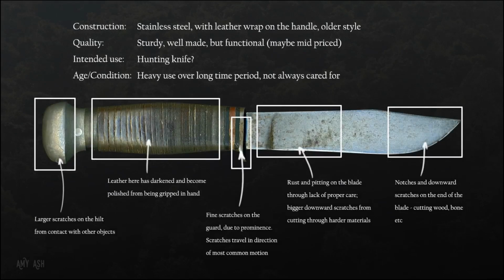Consider, for instance, this knife from textures.com. There's a lot of history within it. We can see where regular contact with a hand that's gripping it tightly has darkened and polished the leather on the handle, or how the direction of the scratches on the guard describe the repeated downward cuts it's been used for. It's very old and functional and not very well taken care of, so there's evidence of corrosion and pitting on the blade, and the notches at the end of the blade suggest it's been used to cut harder materials, maybe wood or bone.